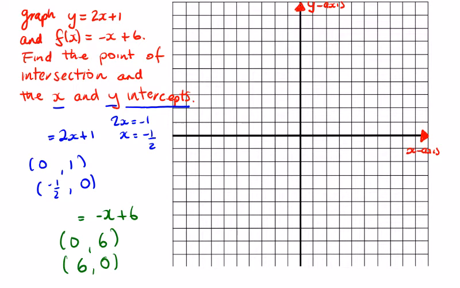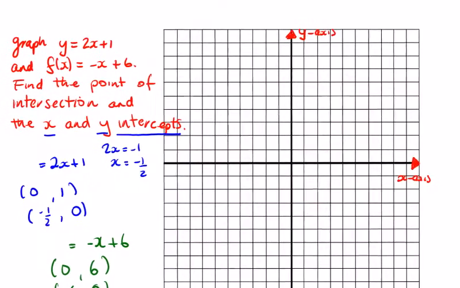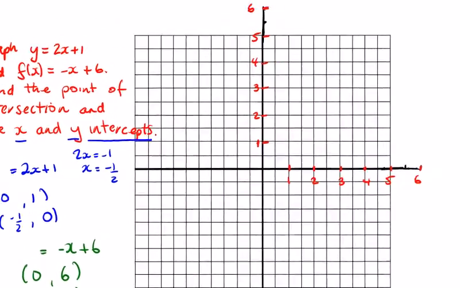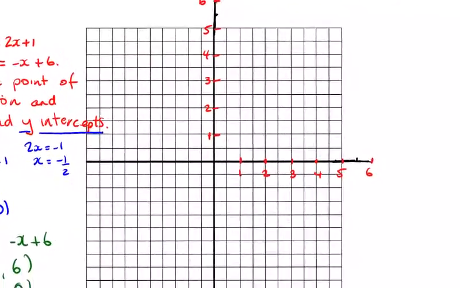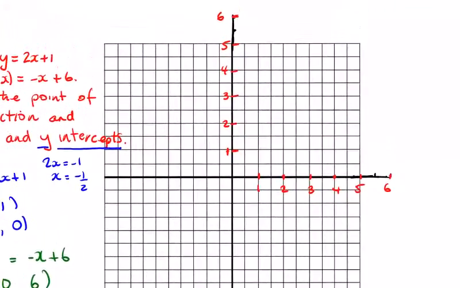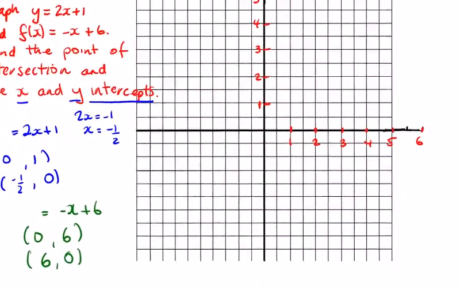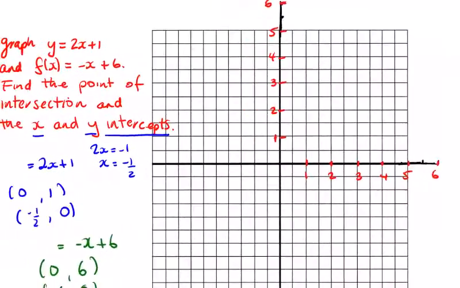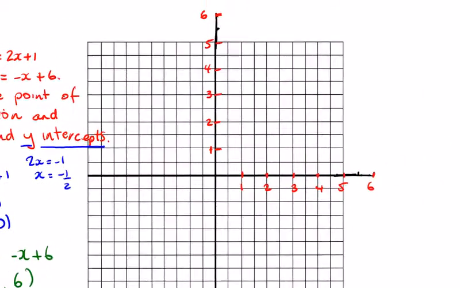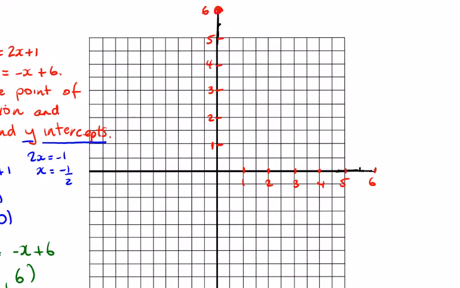So if I do my green one first, 0, 6, well, I can't do 12 boxes, so I'm just going to make the scale a little bit bigger so I can go up to 6. So the diagram given to you in the exam, any school exam, state exam, just get graph paper or do another graph yourself. But there'll be graph paper available in most exams. So 0, 6 and 6, 0.